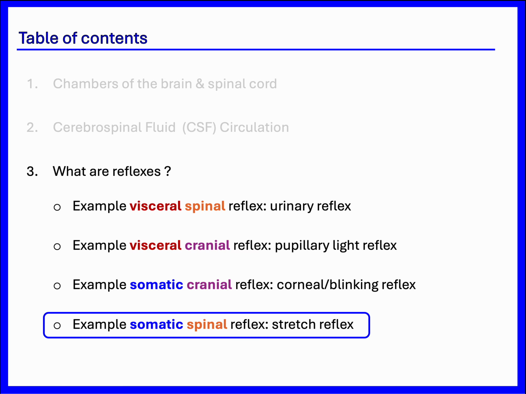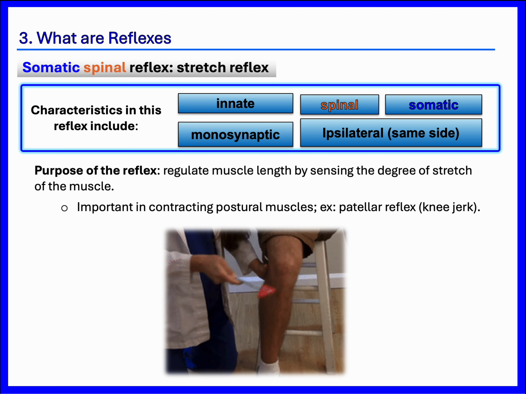And lastly, we have somatic spinal reflexes. These are very common. These are the stretch reflexes, right? So for example, the stretch reflex, also called the knee jerk one, this is innate from birth, spinal, it's somatic. Usually these muscles are under your control, monosynaptic actually, and it's ipsilateral. Only this knee on the side that you're hitting will be affected, right? The purpose of the reflex is to regulate muscle length by sensing the degree of stretch of a muscle. So it's important in contracting postural muscles.